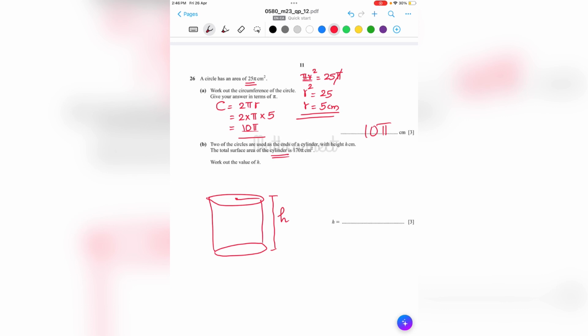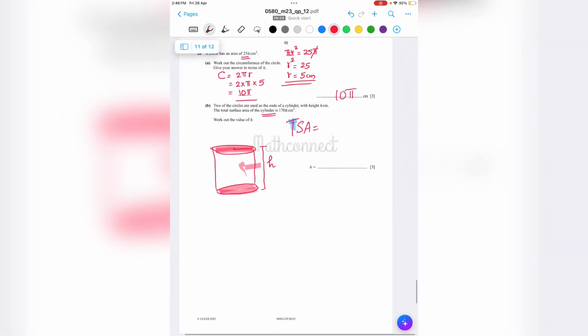So the total surface area of the cylinder means you will have the area of the two circles which you've used, and this. So the total surface area of the cylinder is given by the formula. Let's write the TSA, which is 2 pi r h plus the area of the two circles, which is 2 pi r square.